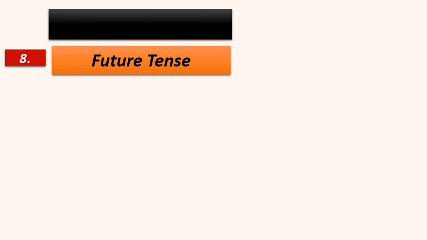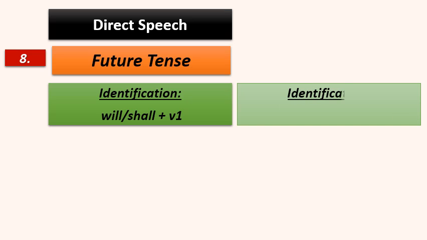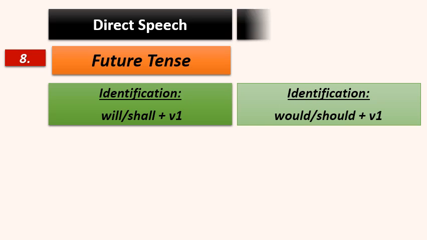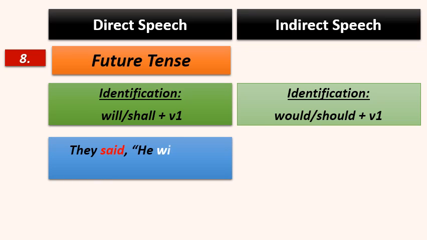Number 8. If your reported speech is in future tense in the direct speech. So what is the identification of simple future tense? Will or shall plus first form of the verb. Then when we convert it into indirect speech, will becomes would, shall becomes should, and the form of the verb will remain the same. So to clarify it, let's see some examples.